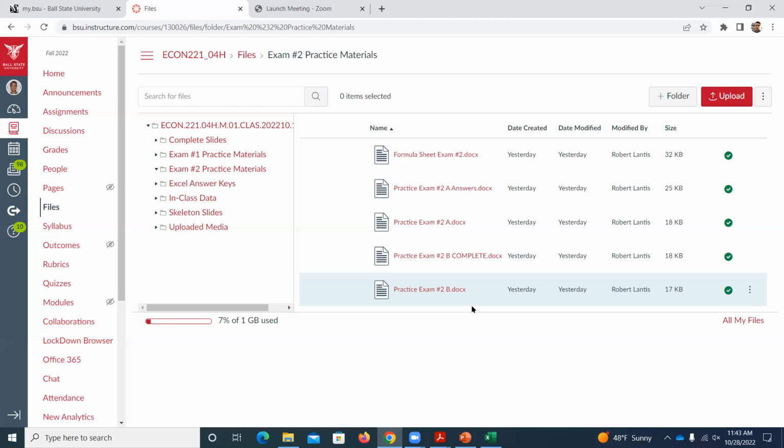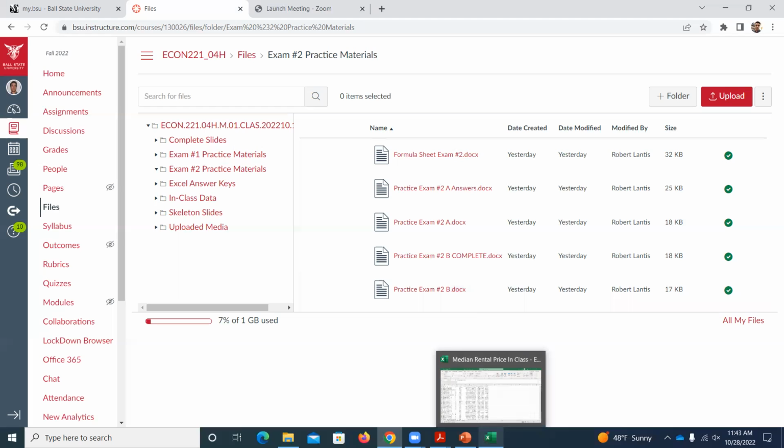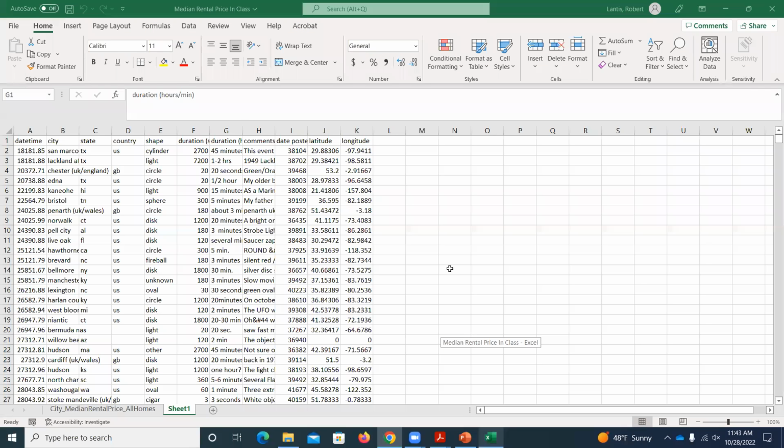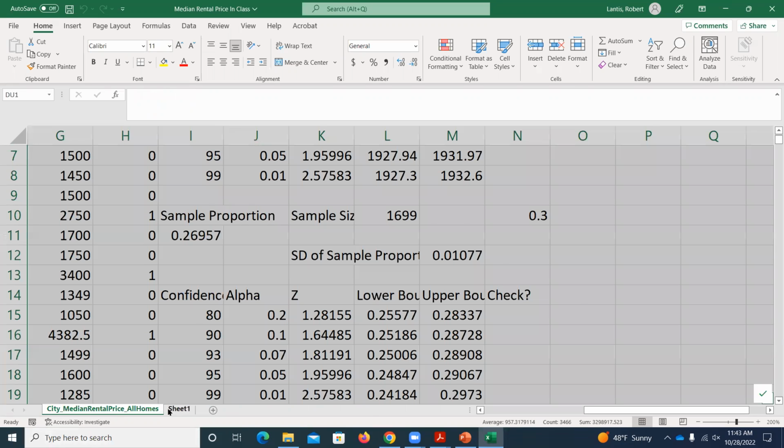We got 7 minutes. I think we can kind of do this. So I want to make sure you guys can get a pretty good way through that. So I reposted this median rental price in class data set this morning. So I added a new sheet to it. So before, we had all the work we did for the other 2. That's on this first sheet, which was all these rental prices, right?